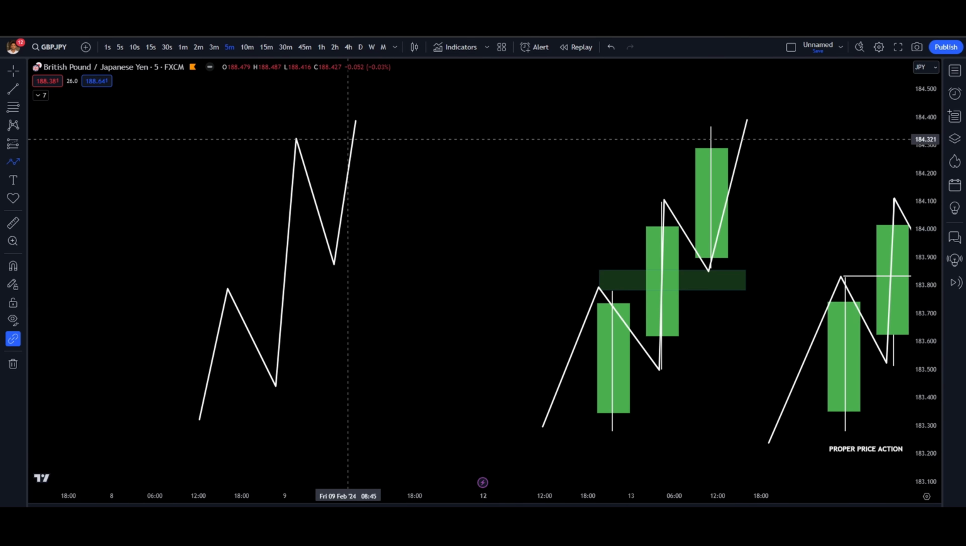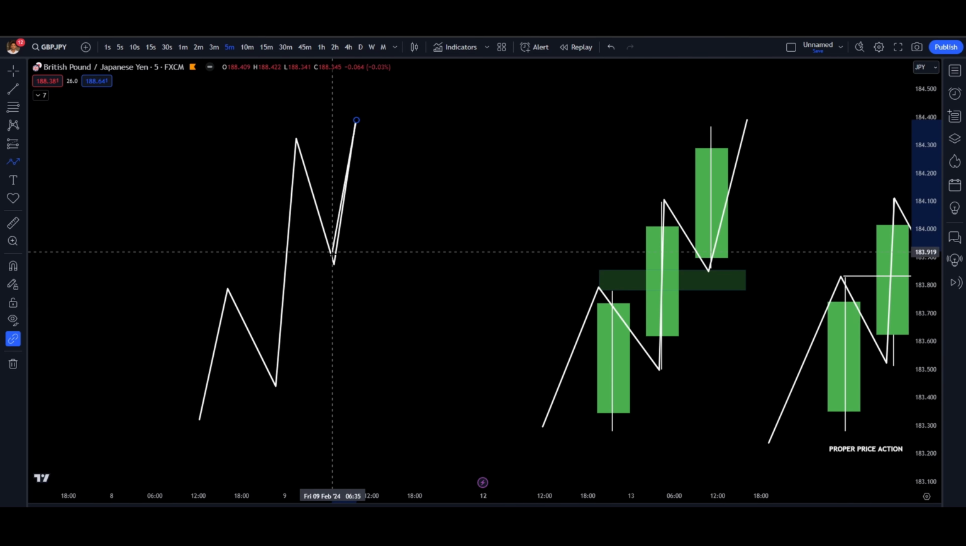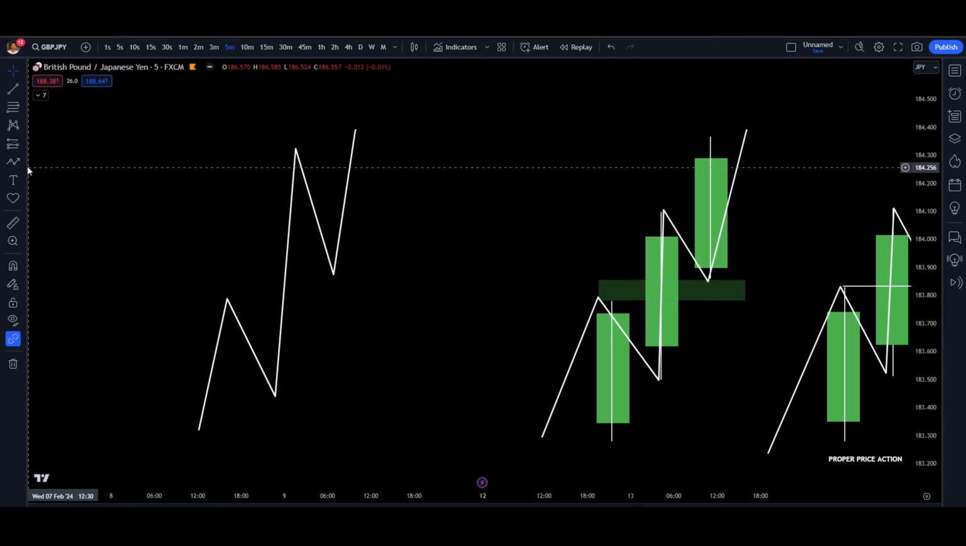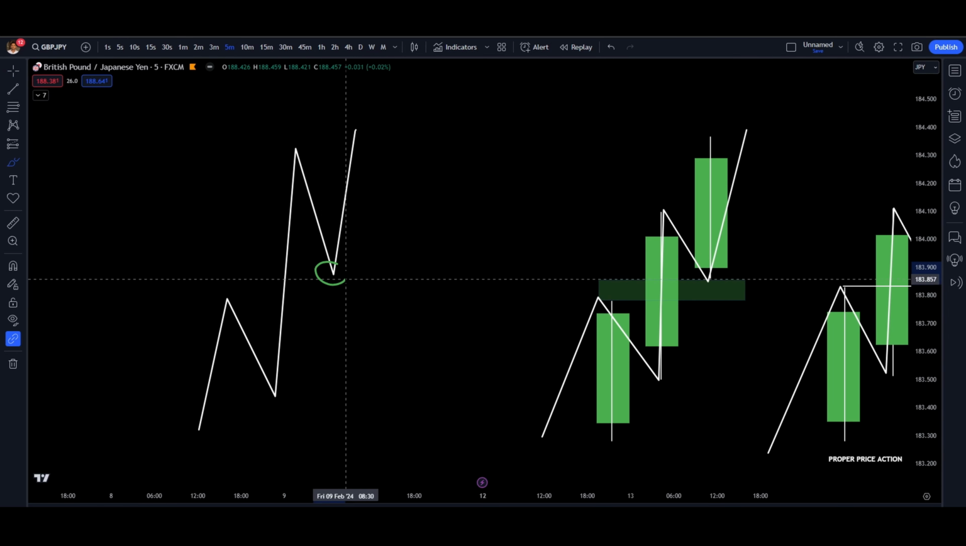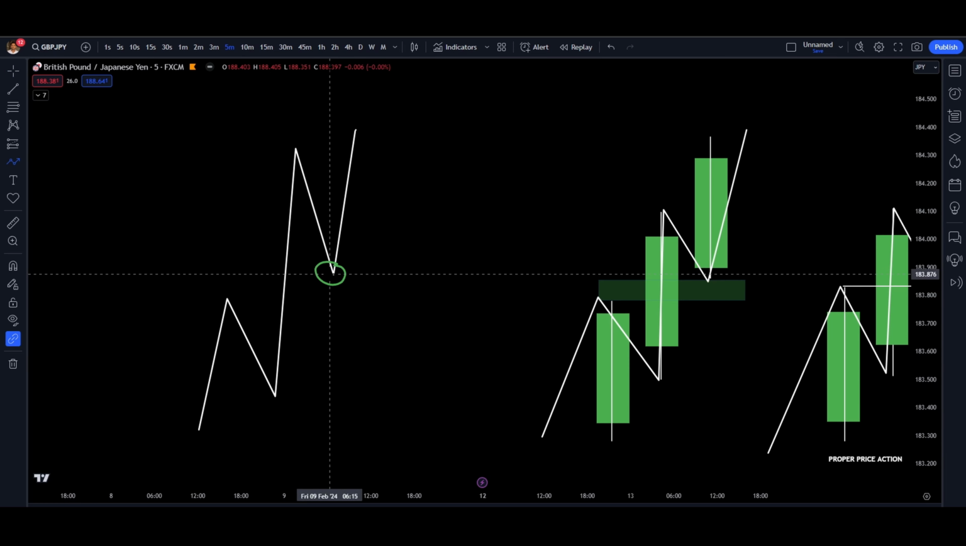So what happens when price creates imbalance? It also creates liquidity. So here we can see that price has now created a single low liquidity. I have explained liquidity in very detail. You can check my other YouTube videos. So price has created a single low liquidity here.